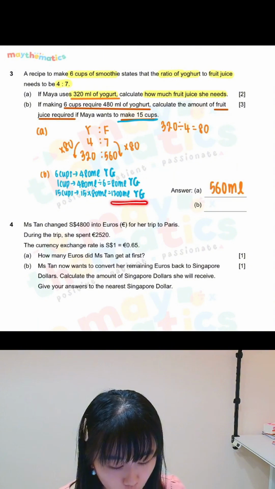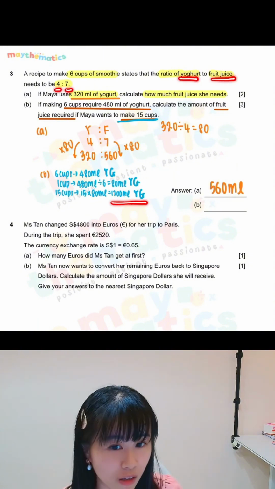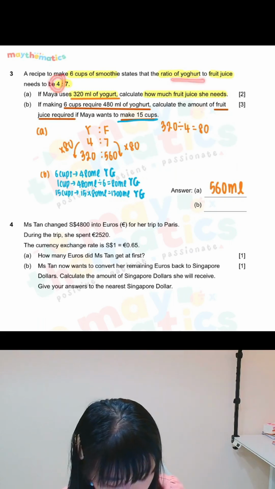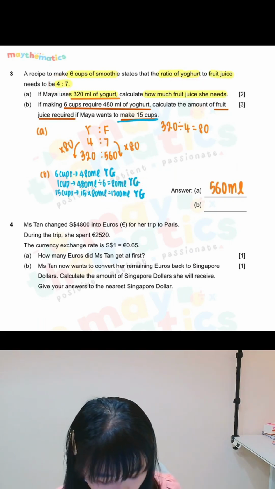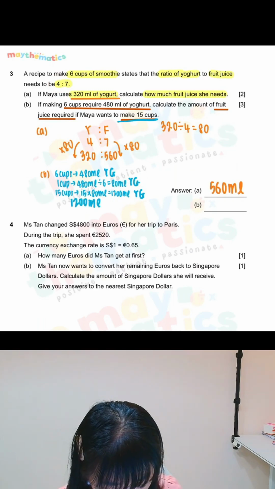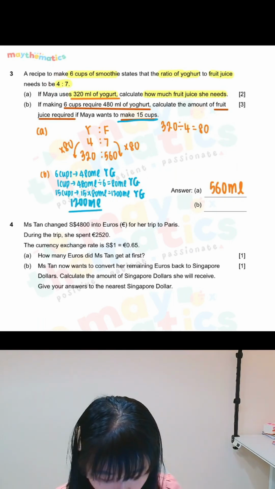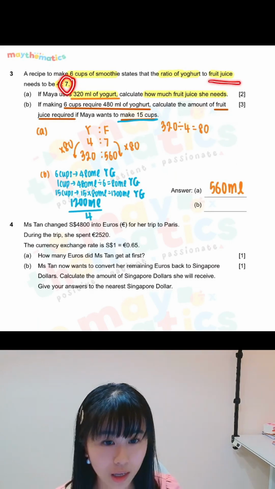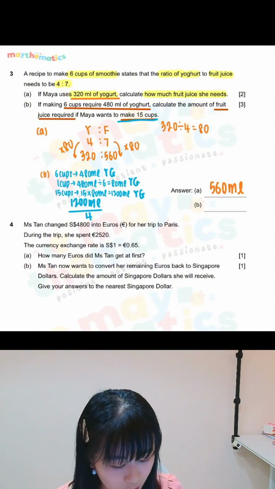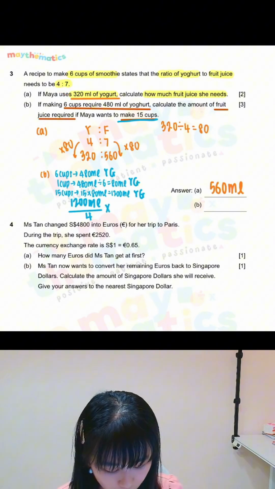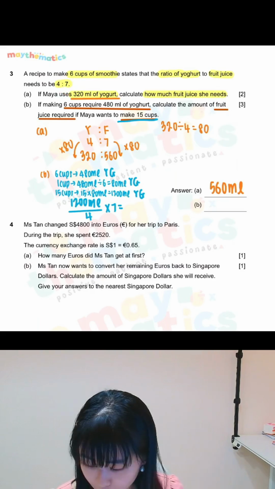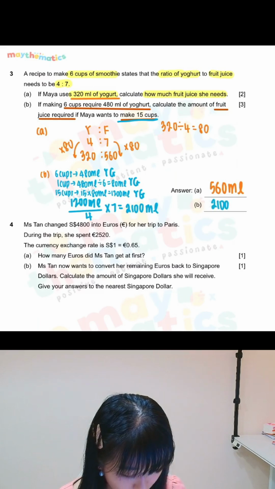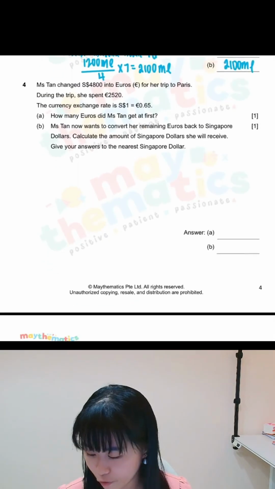And the ratio for yogurt to fruit juice is always 4 to 7. So it means the yogurt must be 4 units, which is this one. So you take 1200 ml divided by 4 to find 1 unit, and then you times 7 to find the amount of fruit juice you need, because this is what they want. Then you will get the answer, which is 2100 ml. On to question 4.